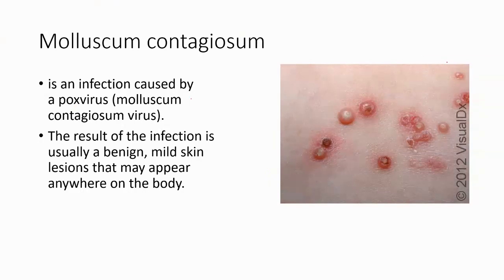These lesions over here, you can see these lesions, they're known as mollusca, and they're raised and they look kind of pearly. They have this pearly color and they have a pit in the middle of it. They're itchy, they can be sore and red. The result of the infection is usually benign, mild skin lesions, and these can appear anywhere on the body, and this is usually self-limiting, just these little raised lesions.